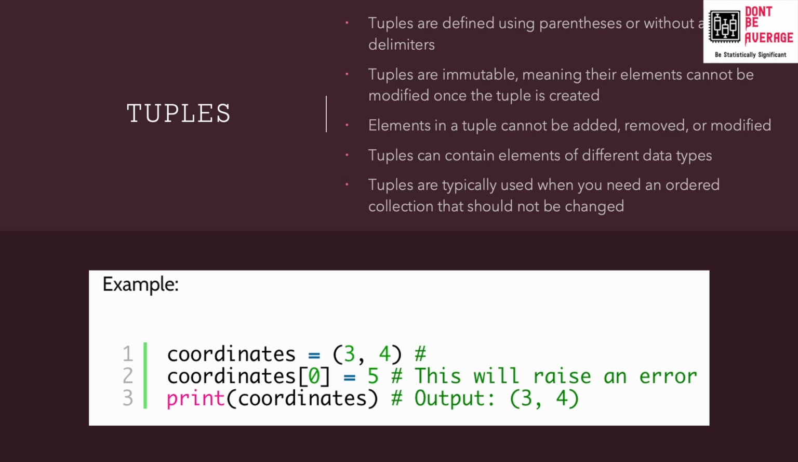Tuples can contain elements of different data types. This is the same as lists. And the last point is tuples are typically used when you need an ordered collection that should not be changed. For example, coordinates or something like this, which we don't want to have the flexibility to change.